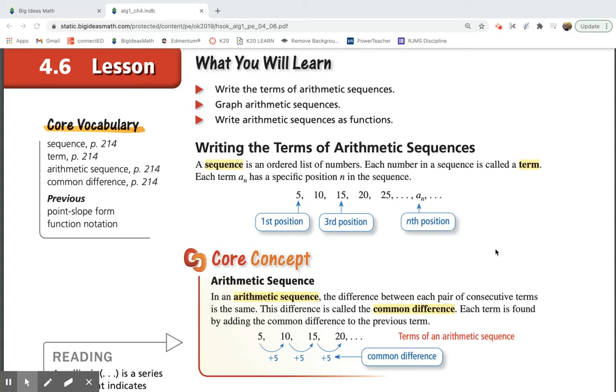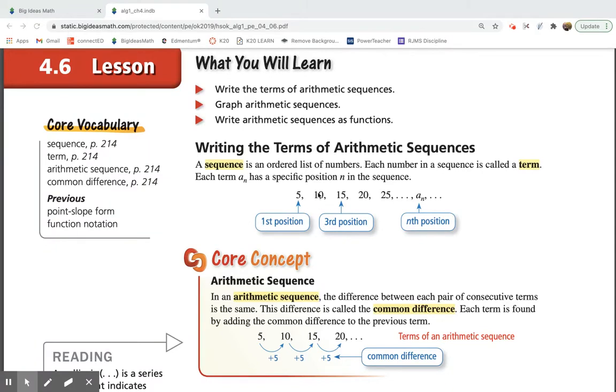Okay, this is lesson 4.6, Arithmetic Sequences. That word's right here if you need to know how to spell it. So a sequence is just an ordered list of numbers, and each number in a sequence is called a term. So they have a specific position in the sequence.